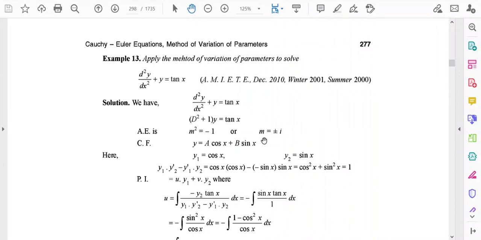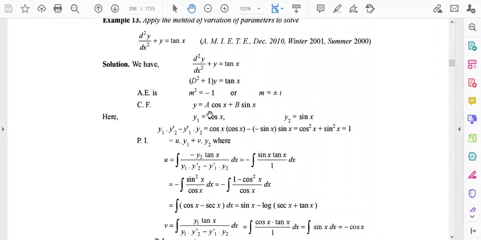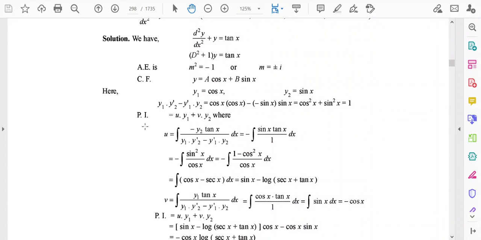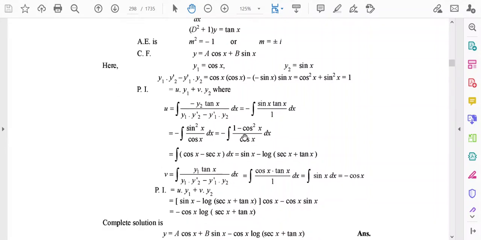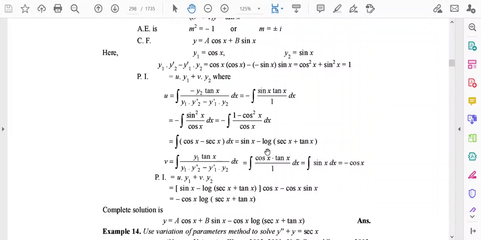So we know the formula of the complementary function when roots are imaginary. So y will be a cos x plus b sin x. So if y is equal to a cos x plus b sin x, then y1 will be cos x, y2 will be sin x. Then find the Wronskian, y1 y2 prime minus y1 prime y2. This is 1. Now find the particular integral. Formula is u y1 plus v y2, where u is minus y2 divided by Wronskian into capital X. Capital X means tan x. So this is u.